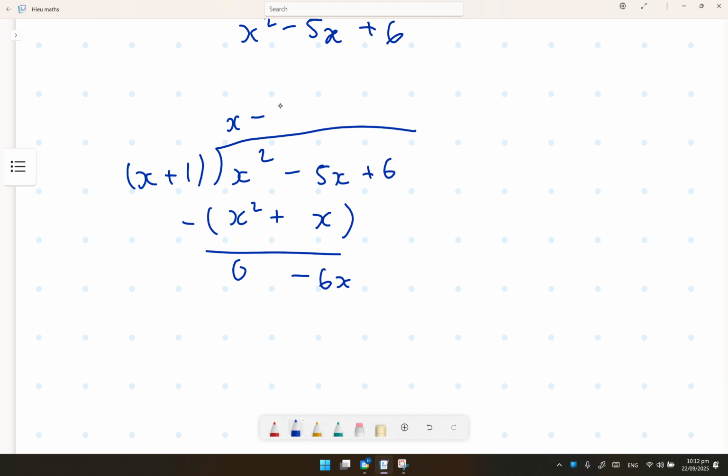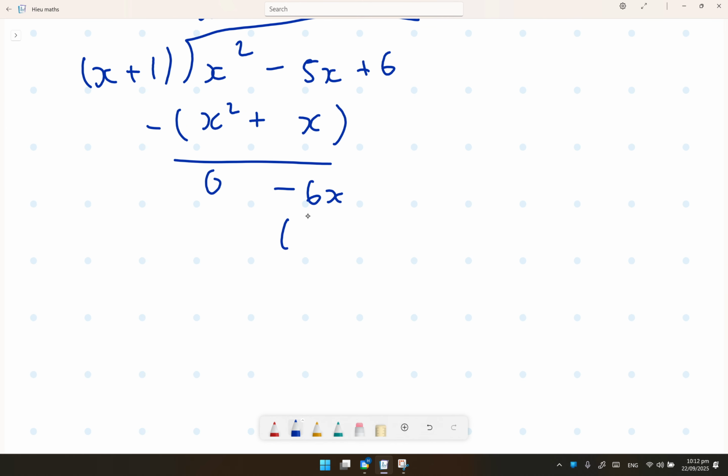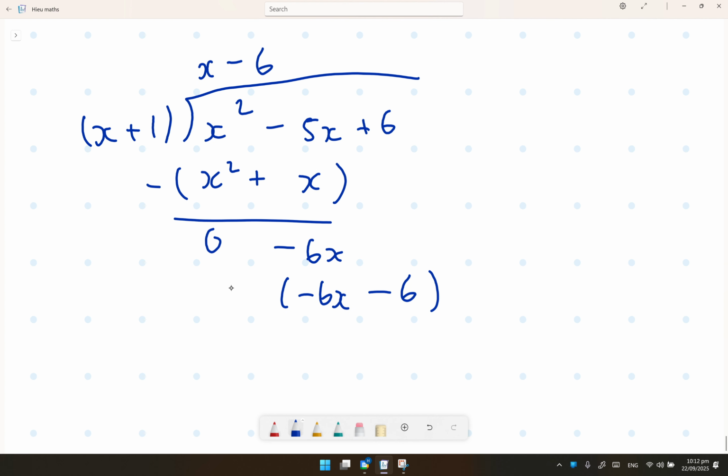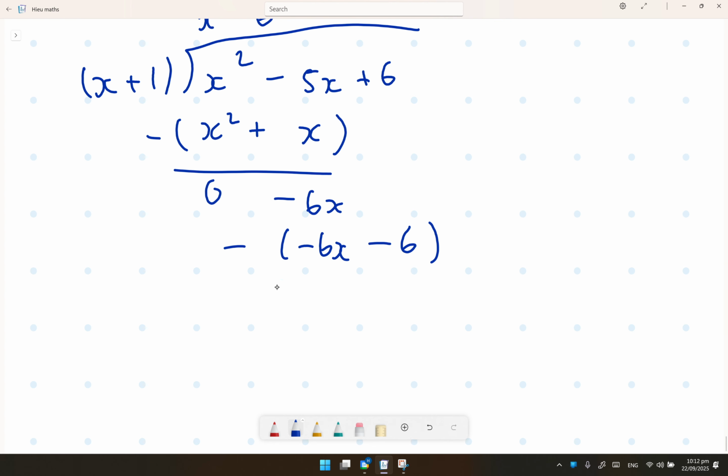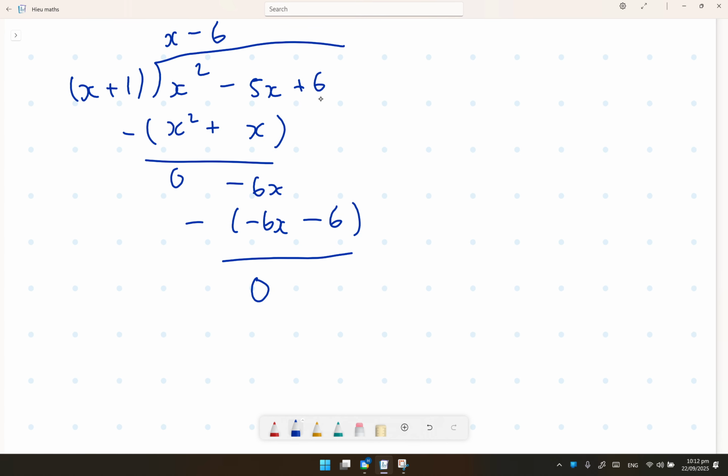Okay, next, what does x plus 1 need to multiply by to reduce minus 6x? Well, we need to multiply by minus 6. Then that will become minus 6x minus 6. We're subtracting this. So minus 6x minus minus 6x is going to be 0. And 6 minus minus 6 is going to be 12.